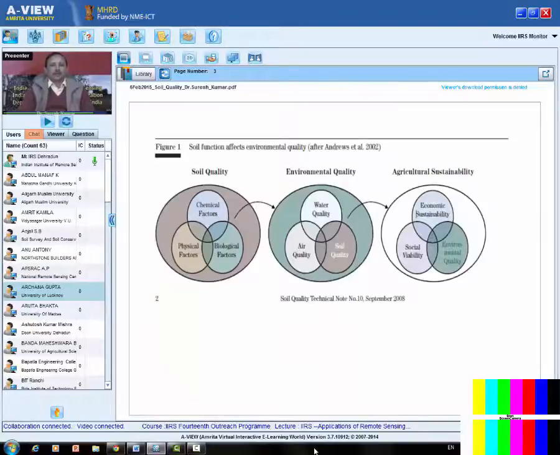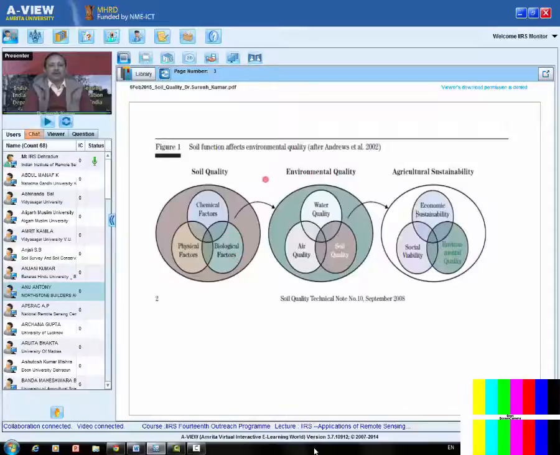If we see soil quality, it is a complex property. It is not a single attribute or single characteristic that is required to study. Here you can see the soil quality is a function of physical, chemical and biological factors, because we understand that soil is a dynamic body characterized by its physical, chemical and biological properties.